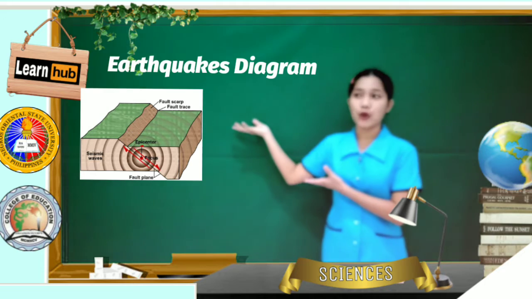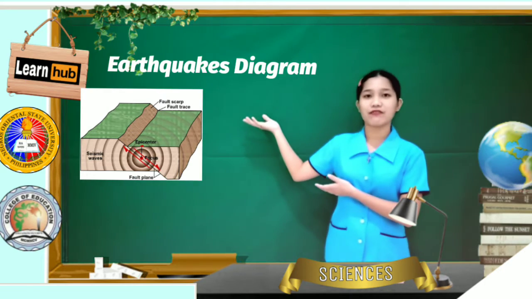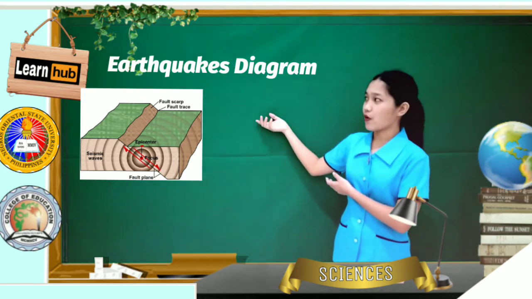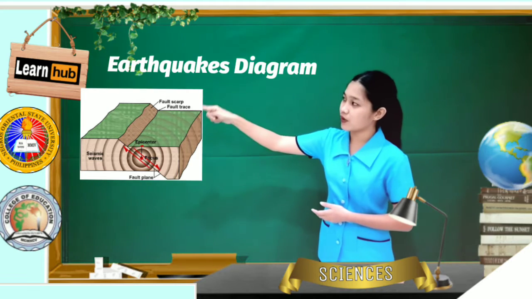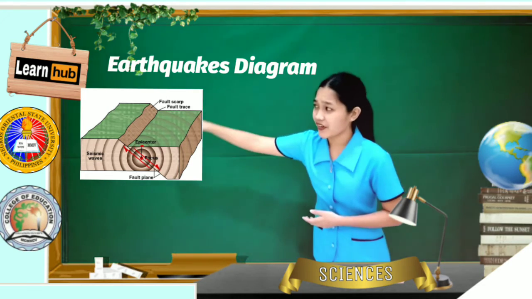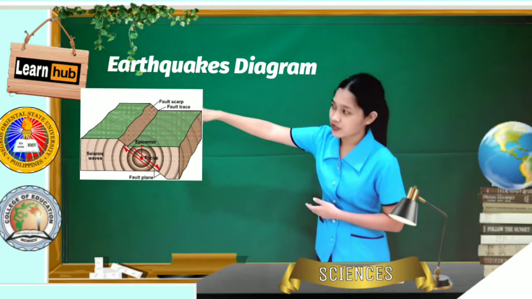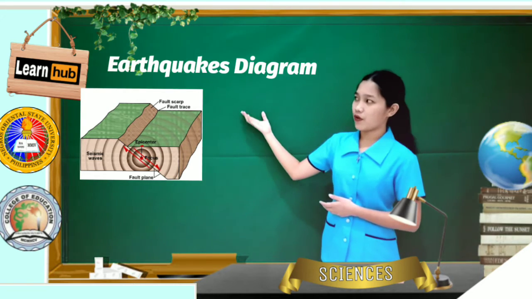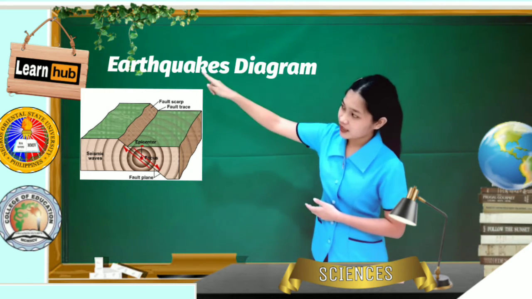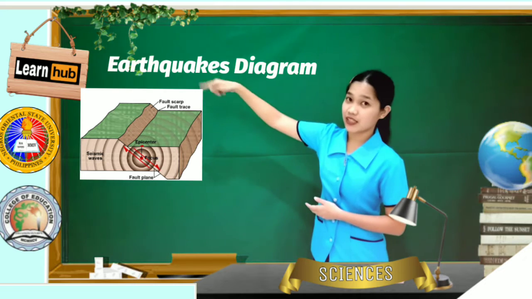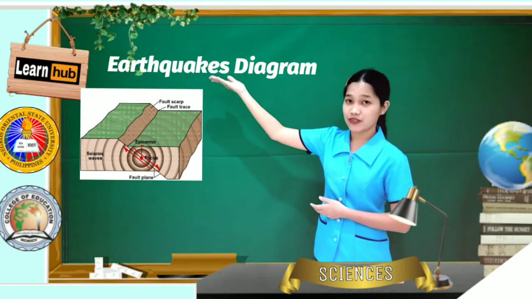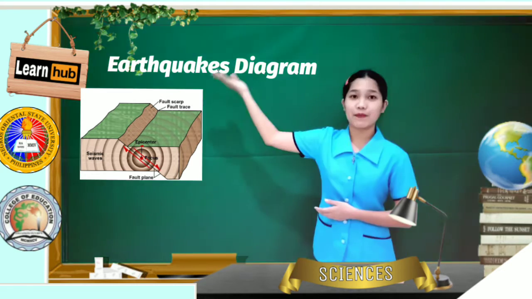So now I have here a table that shows the location of the five parts of the earthquake. First, as you can see, the small circle inside the earth is what we call the focus. And above it, the line that can represent the earth's surface, rather, this is what we call the epicenter.